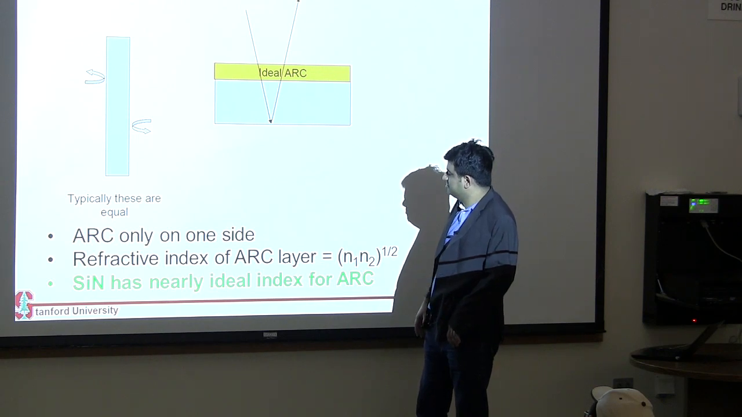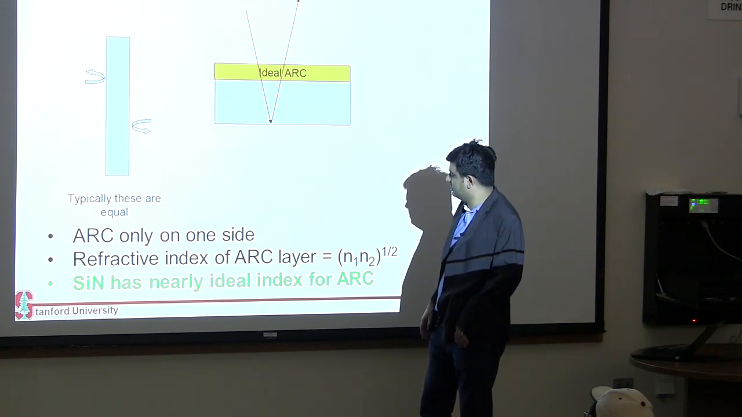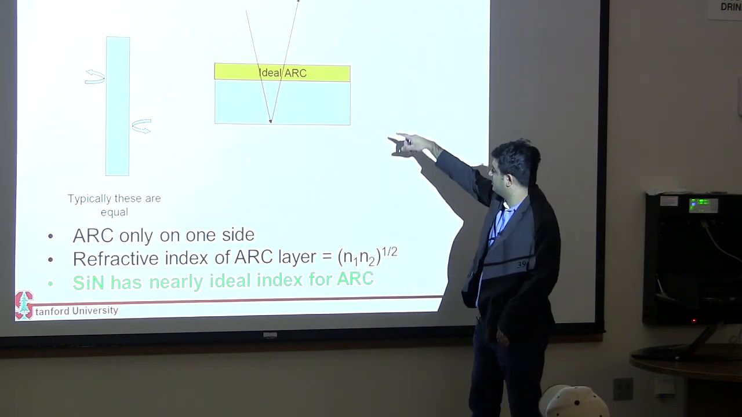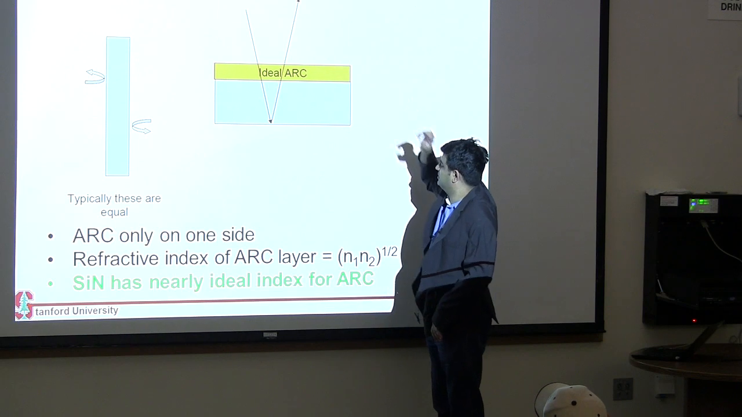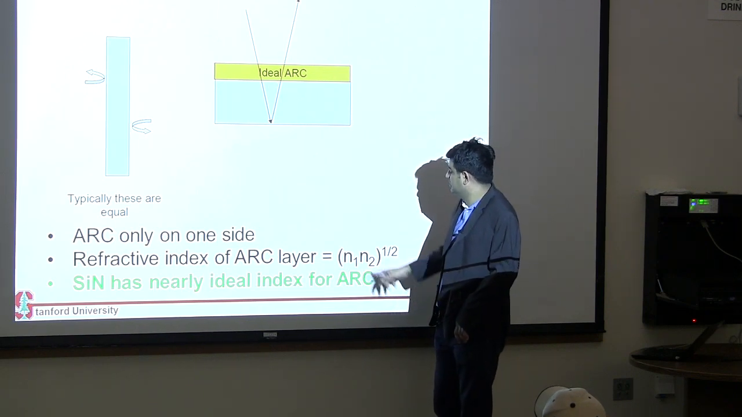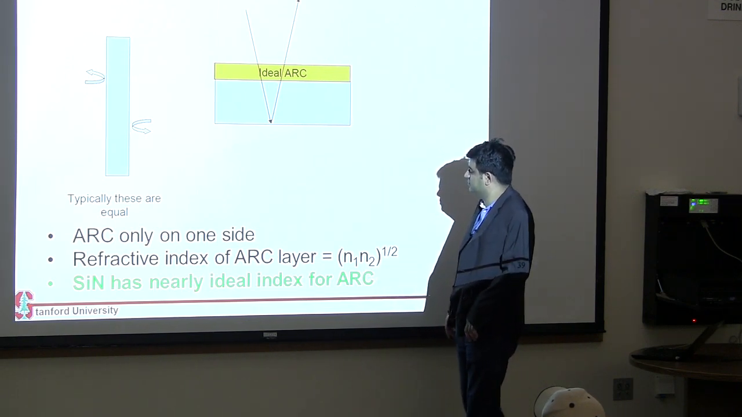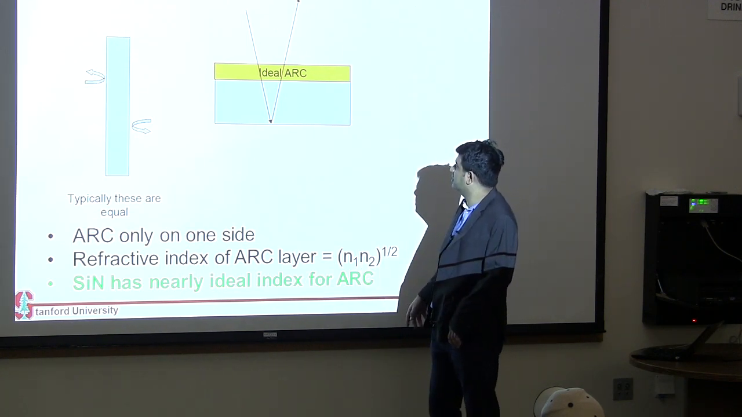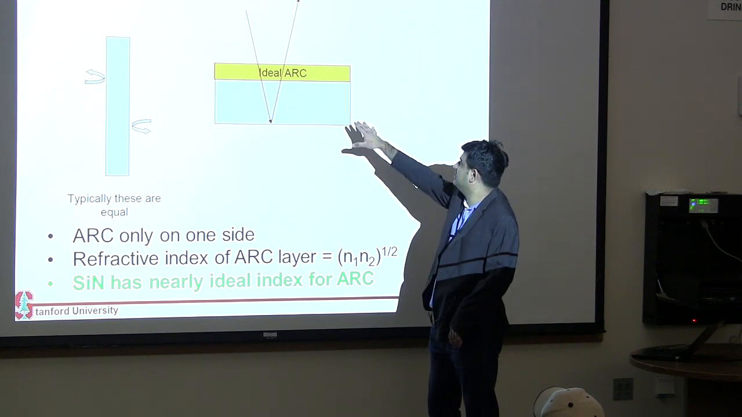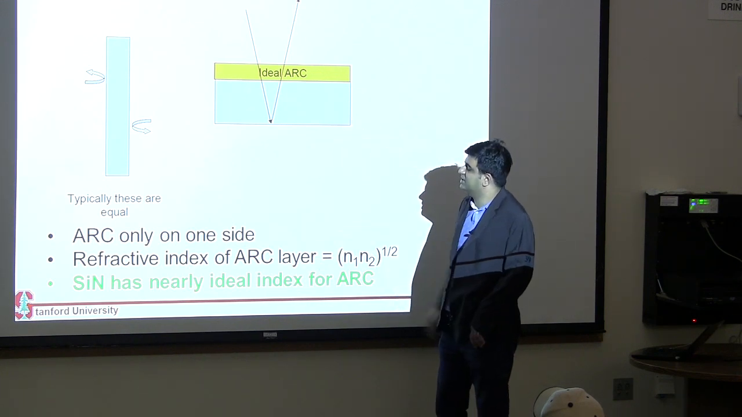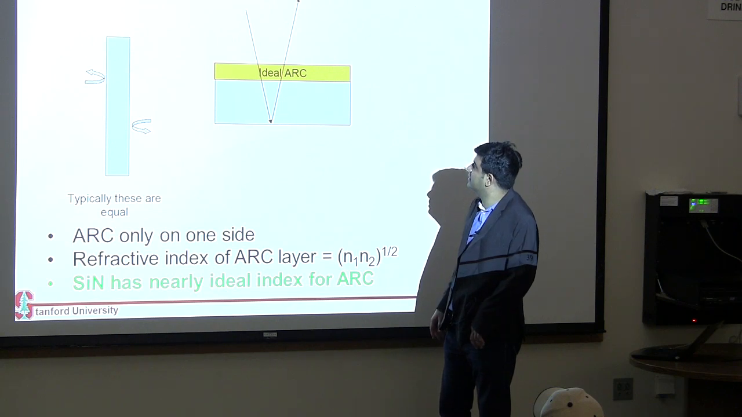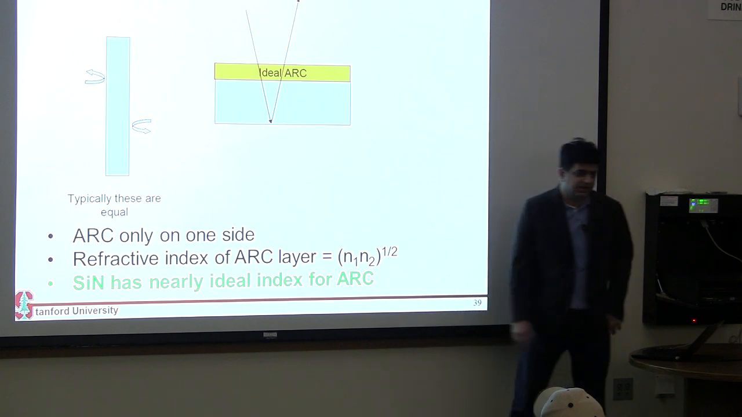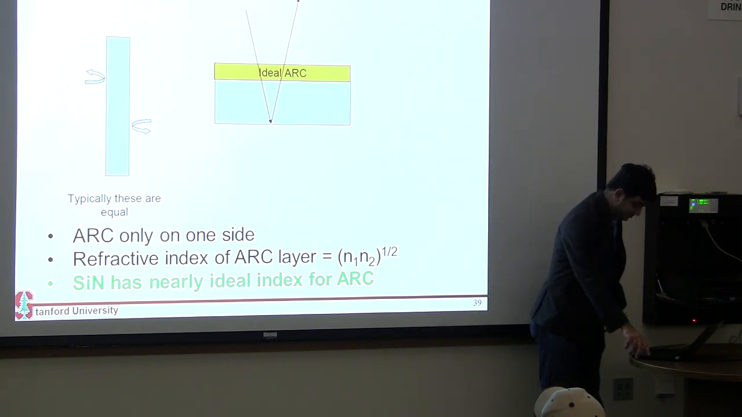And for the optimum refractive index of your anti-reflective coating, it has to be the geometric mean of the refractive index of your silicon and air. So air has a refractive index of 1. Silicon has a refractive index of 3.4. So the ideal number is the square root of 3.5, and that's close to the refractive index of silicon nitride. So silicon nitride by default is the material which is used for making these anti-reflective coatings.